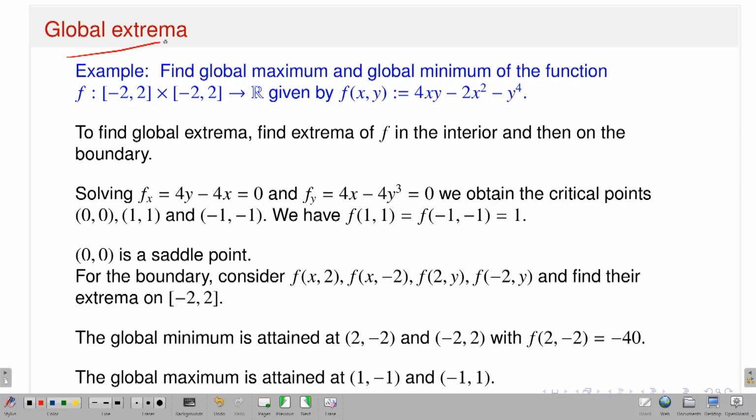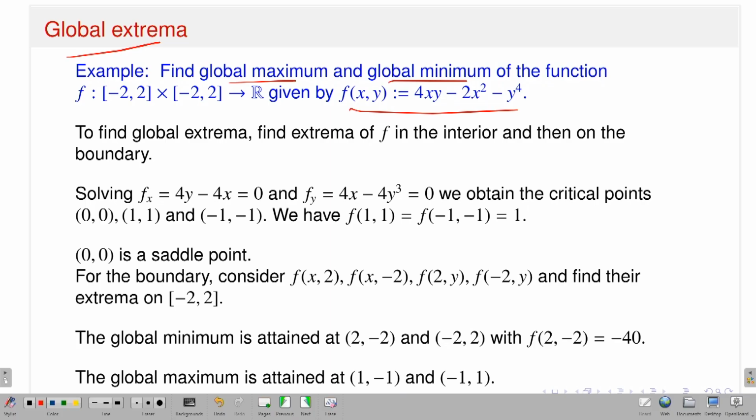So as I said, I should start with the existence of global extremum. So I start with an example. I have written global extrema, that means it could be global maxima or global minima. So this is the example I would like to investigate: find global maxima or global minima for these functions.